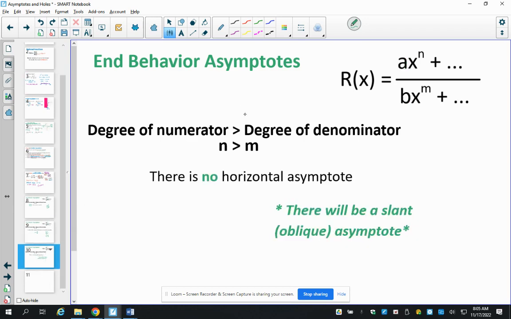And then if your numerator degree is bigger than your denominator degree, then there is no horizontal asymptote. We are going to get a slant asymptote, which we'll talk about later, how to find that, but there's going to be no horizontal asymptote. So if you had something like 3x to the fourth over 5x squared, and again, you can have more stuff, we just care about the lead term, then this one would have no horizontal asymptote.